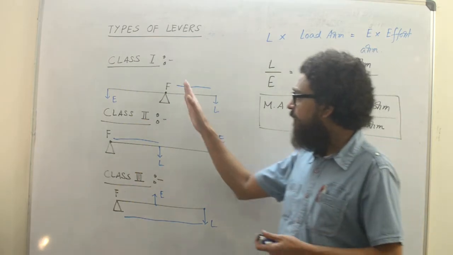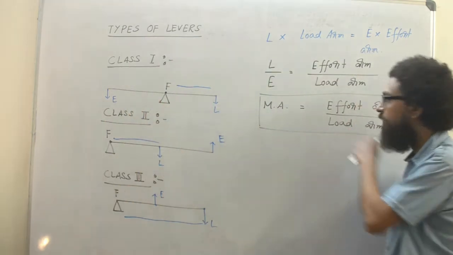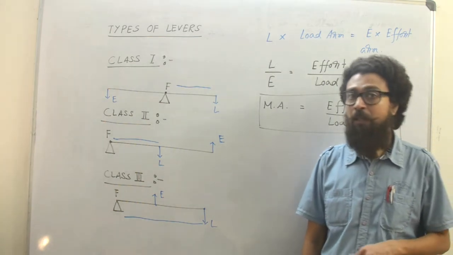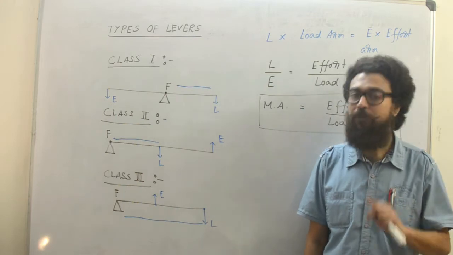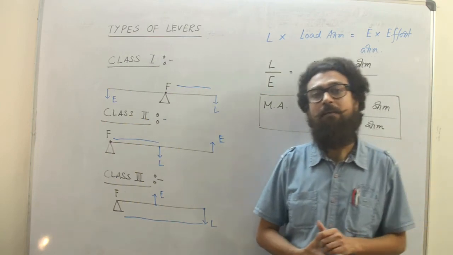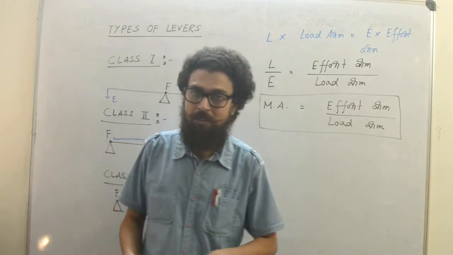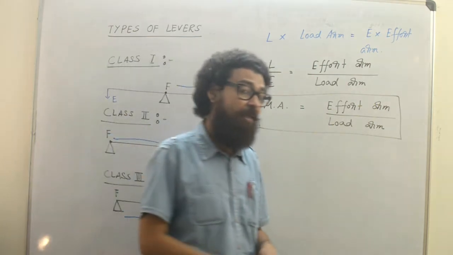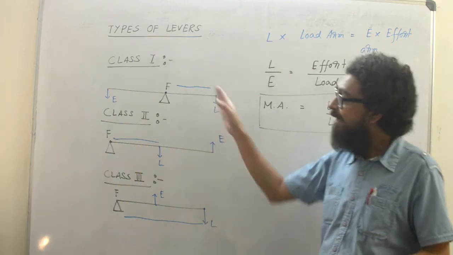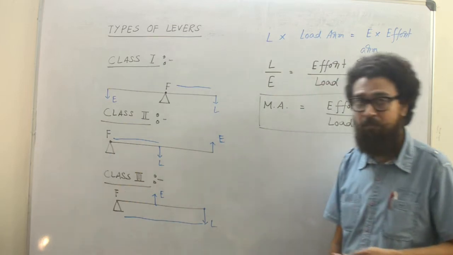Then, if the fulcrum is more towards the effort, then the load arm is greater than the effort arm. So mechanical advantage is less than 1. Our general perception is that whenever we use a machine, its mechanical advantage should be greater than 1, so that we can lift more load using a small effort. But it can happen that mechanical advantage is less than 1, or even equal to 1. Equal to 1, I told you. Less than 1, yes, it can happen.